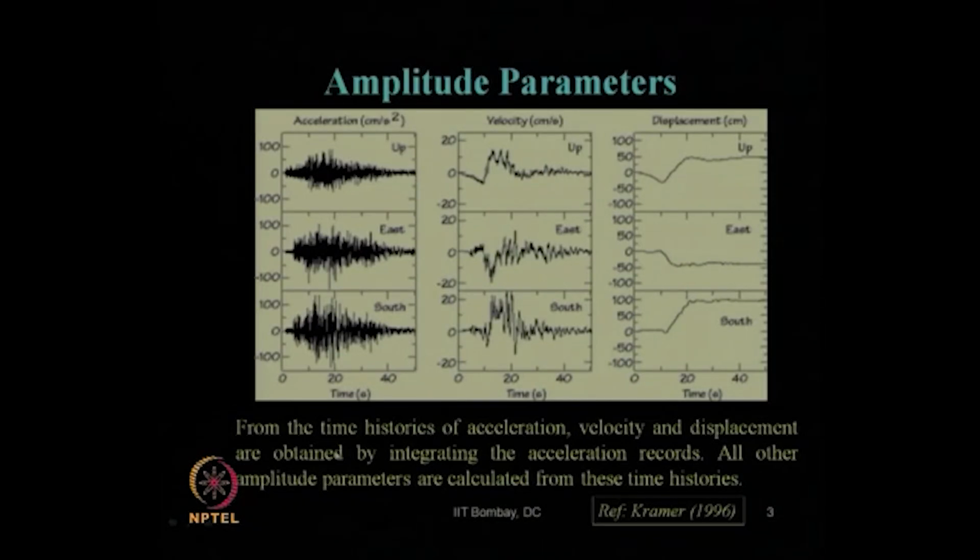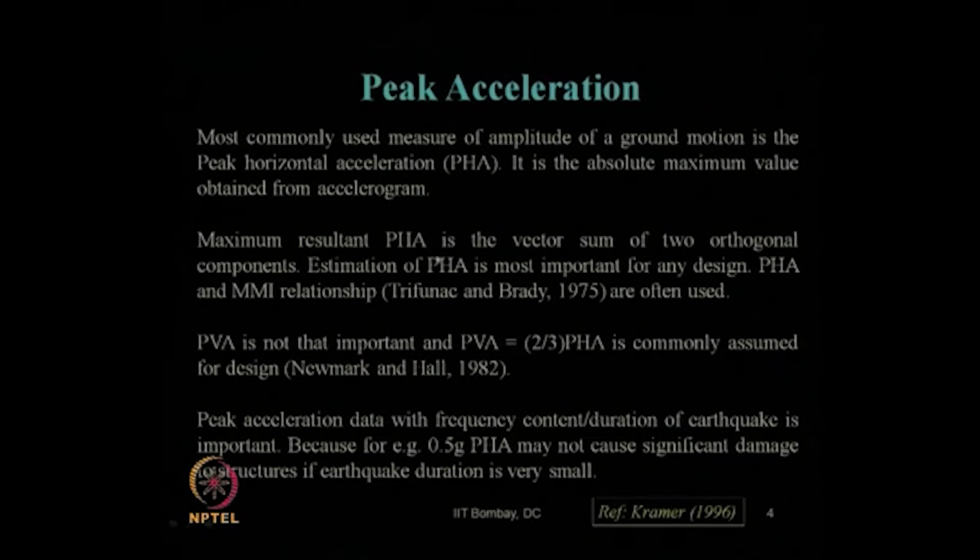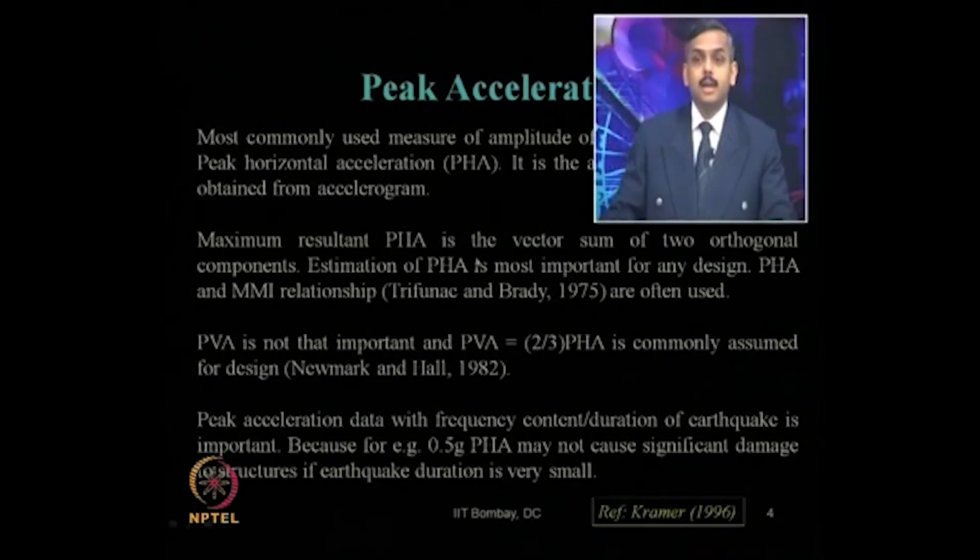We have learned about the amplitude parameters of an earthquake, which can be acceleration, velocity and displacement records with respect to time. Then how to define the peak value of the acceleration, we have seen that PHA, peak horizontal acceleration, can have two orthogonal components in the north south direction and the east west direction, and the maximum resultant value of that PHA we can take by taking the vector sum of those two orthogonal PHA values.